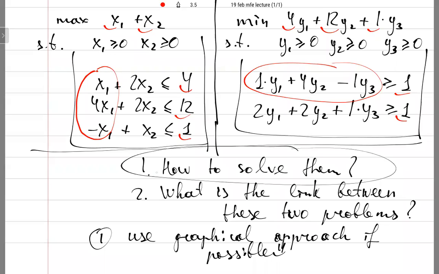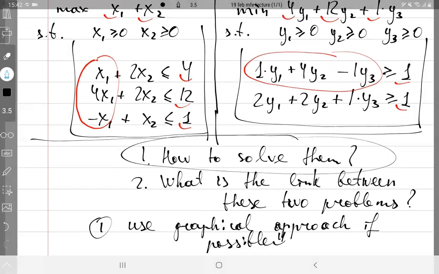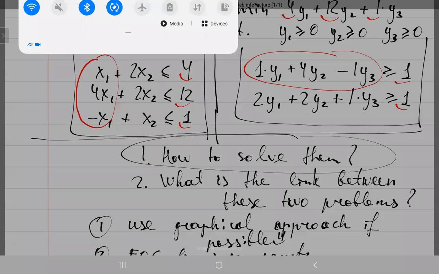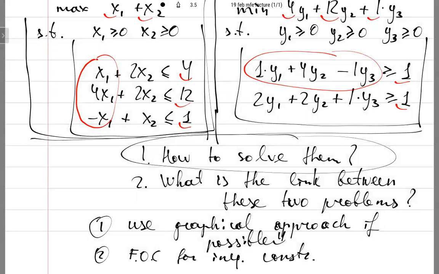Okay, so let's solve the first problem, where we can use a graphical approach. It's a very good idea to use a graphical approach if possible. And if it's not possible, then we may use first order conditions for inequality constraints. We already have studied them extensively. So for the moment, I will focus on the graphical solution of the first problem. Okay? The problem is clear?